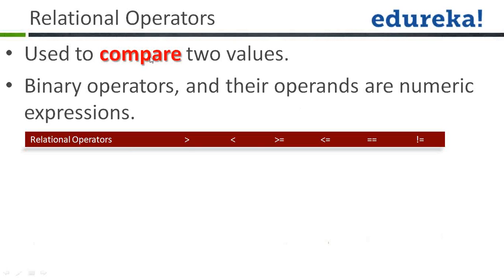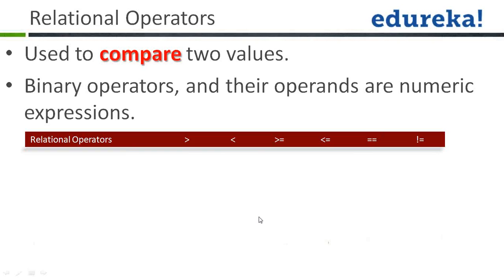Now, relational operators are used to compare two values. Binary operators and their operands are numeric expressions. When you want to check the value of the first variable and compare it with the second one, you can use greater than. If you want to check which one is lesser, you can use less than. If you want to check greater than or equal to, you can use this operator. Less than or equal to, you can use it.